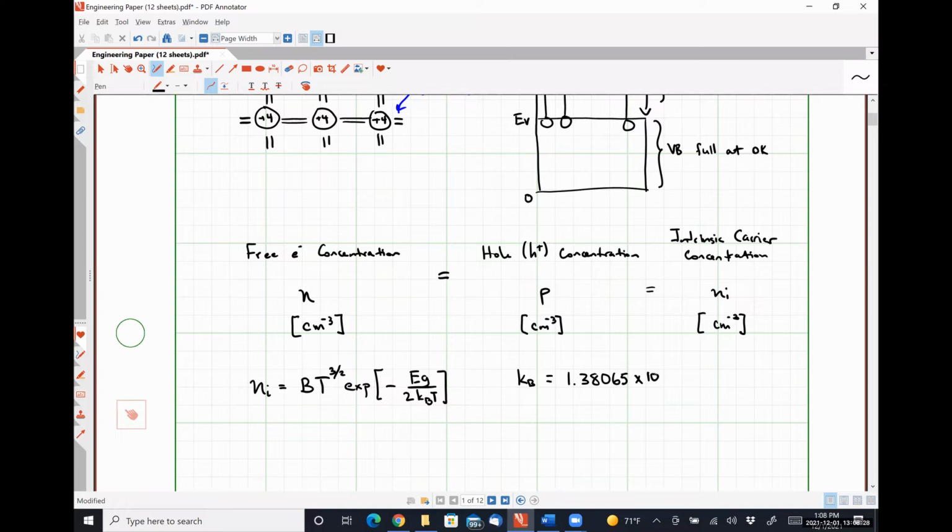1.3065 times 10 to the negative 23 joules per Kelvin, or 8.61733 times 10 to the minus 5 electron volts per Kelvin. You guys all know what an electron volt is, right? Literally the charge of one electron multiplied by 1 volt. So 1.60 blah, blah, blah times 10 to the negative 19 joules.